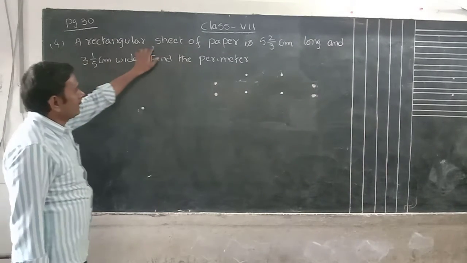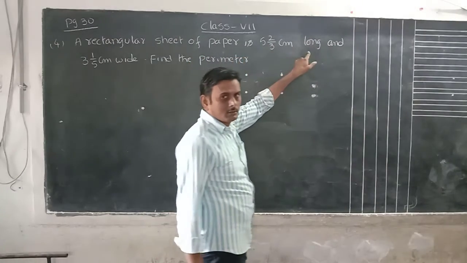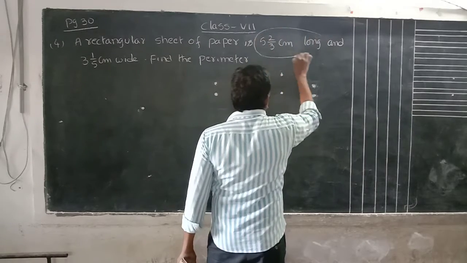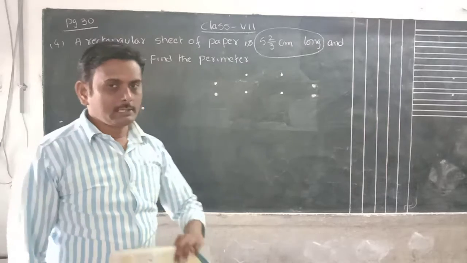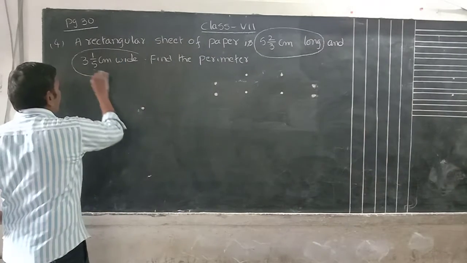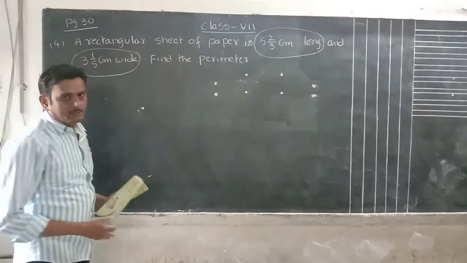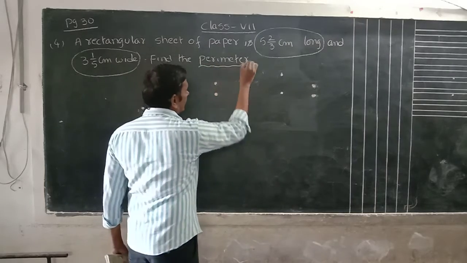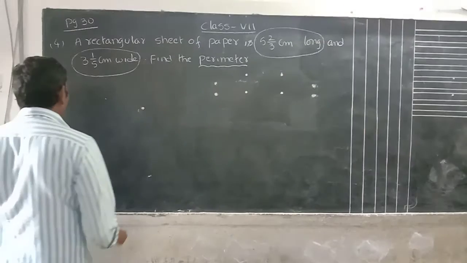A rectangular sheet of paper is 5 2/3 centimeters long. Long means the length. The length is given as 5 2/3 centimeters, and 3 1/5 wide is given. Wide is the breadth. In a rectangle, the length and breadth are given. What do we want to calculate? Find the perimeter. Now we will calculate the perimeter here.